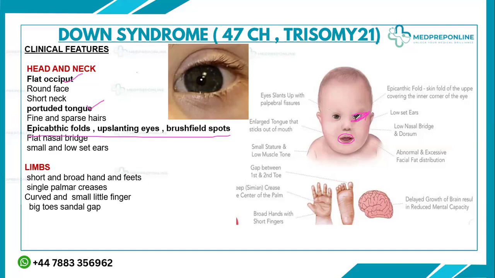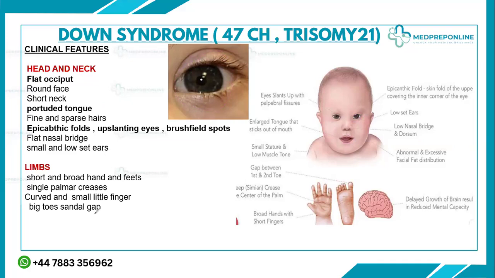Now in the eyes they have a specific thing known as Brushfield spots. This can come as a picture in the exam. You can see whitish colored spots. These are known as Brushfield spots, and they can come in Down syndrome. Then we have a flat nasal bridge, small eyes and low set ears, very common in other syndromes as well.